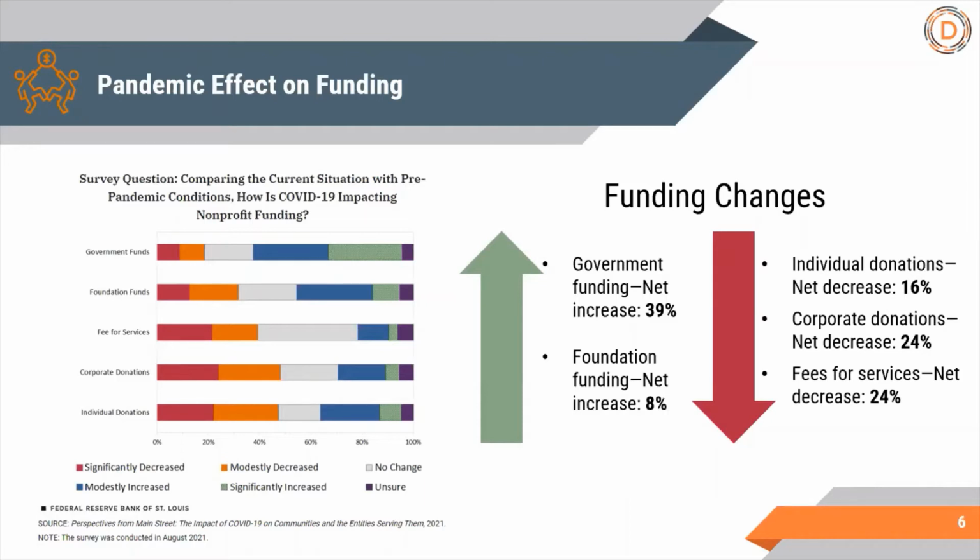However, a recent study by the Federal Reserve Bank showed that individual and corporate donations and fees for services actually decreased in 2021 compared to 2020. On the other hand, government funding increased a whopping 39%. And we know that a lot of that is due to the American Rescue Plan Act funding. I hope that all of you on this webinar were able to benefit from that in some way for your organizations. Finally, funding from foundations also went up about 8%.